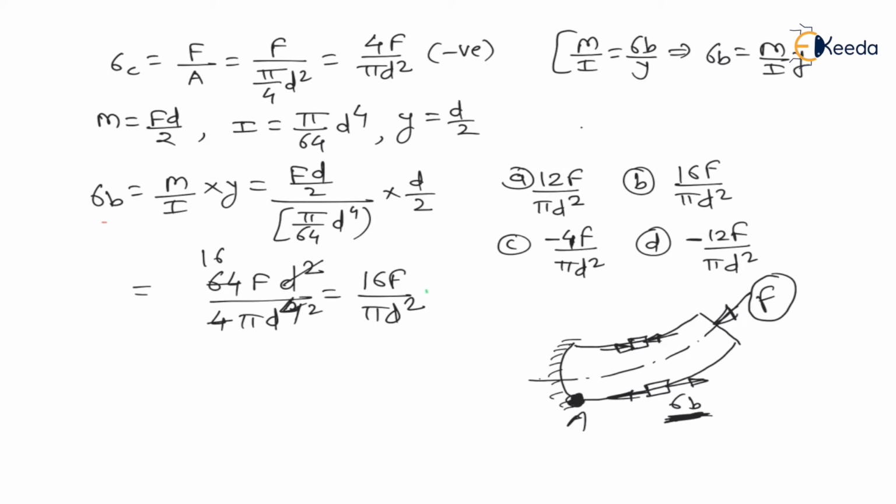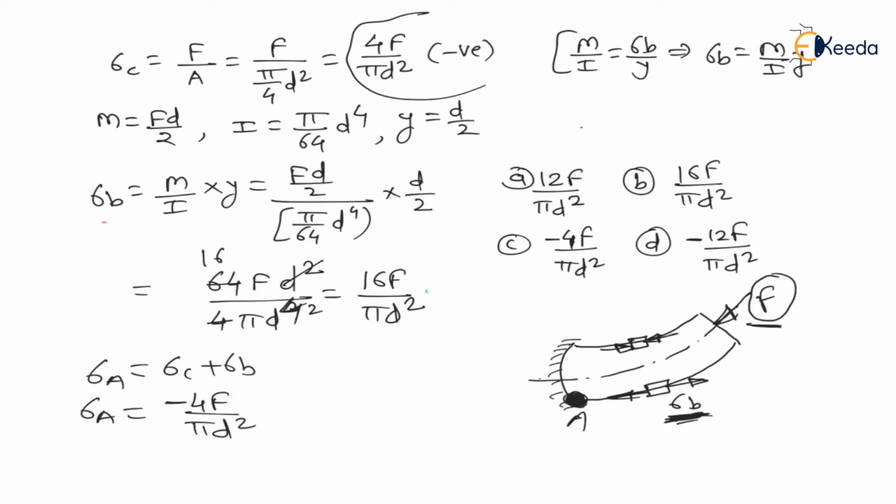This is the bending stress, and at A, this is tensile or not? Right. Therefore, stress at A is equal to compressive stress plus bending stress. At A, compression is also there and bending is also there. Therefore, stress at A: compressive stress is negative, minus 4F divided by pi d square, already calculated. And at A, bending stress is positive, therefore tensile, so plus 16F divided by pi d square. Therefore, it will become 12F divided by pi d square.